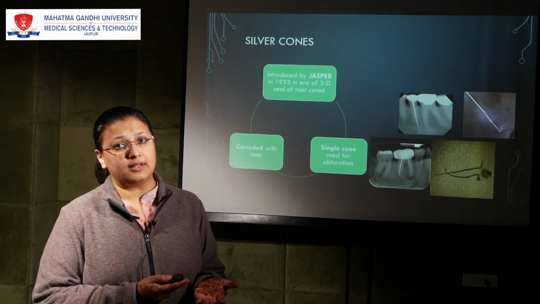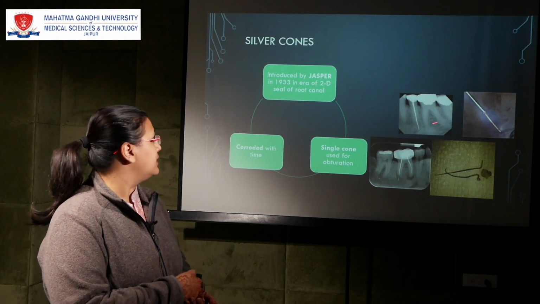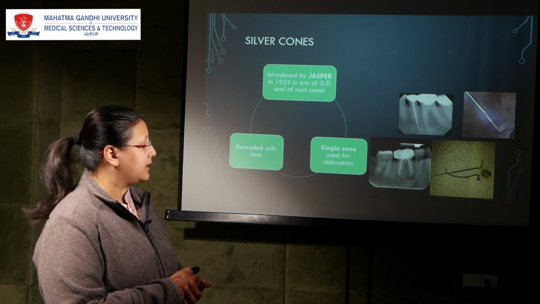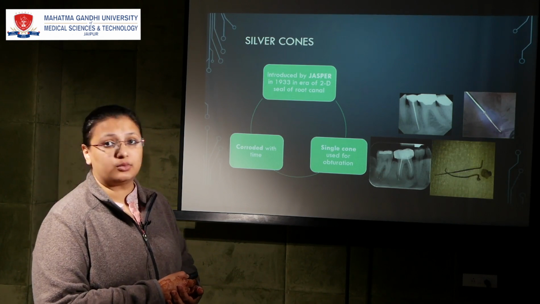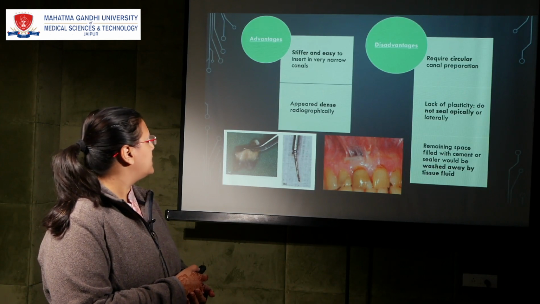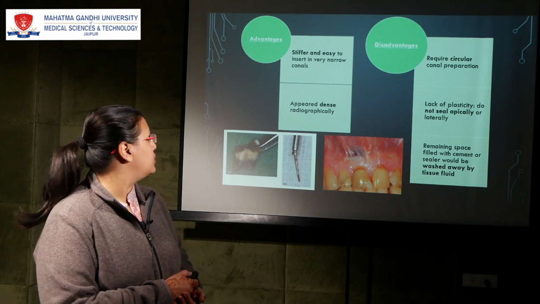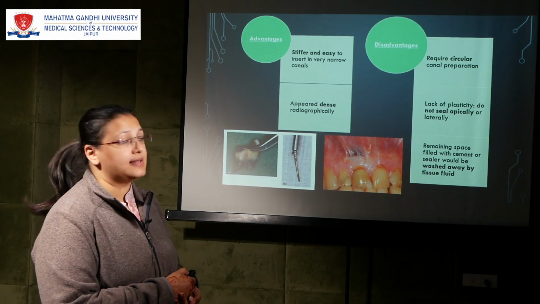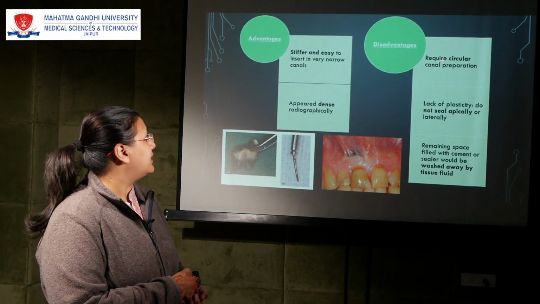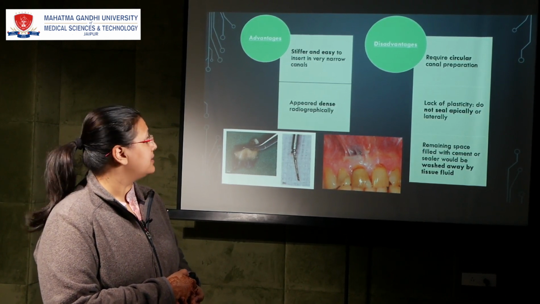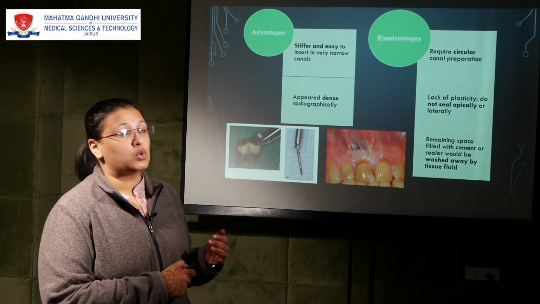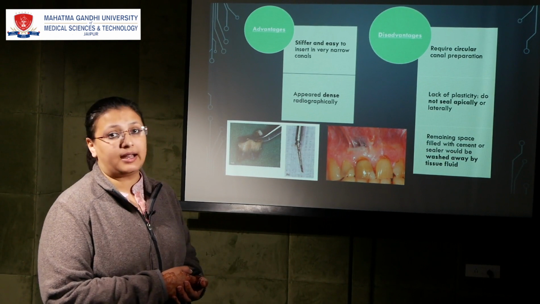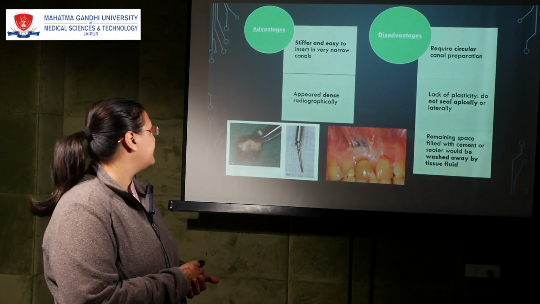First, in the previous time, silver cones were used for obturation. These are the silver points. These were introduced by Jasper in 1933 in the era of 2D obturation of the root canal. The single cone was used. The advantages were stiffer and easy to use and easy to insert in narrow canals and appeared dense radiographically. But disadvantages are, they require a circular preparation, they lack plasticity, so no seal was acceptable, and remaining space was filled with cement or sealer and it would be washed away or reabsorbed with time.